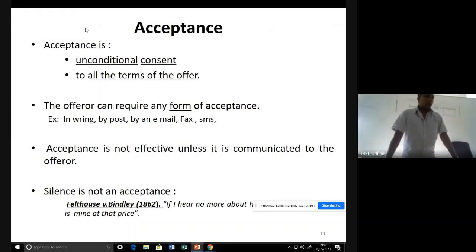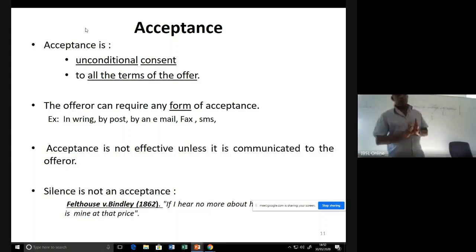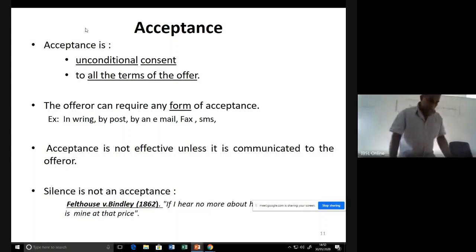Acceptance is an unconditional consent to all the terms of the offer. This is very important. This interpretation you have to write as it is in your exam answers. You can't create your own answer. This is the definition. What is the definition for acceptance? Acceptance is an unconditional consent to all the terms of the offer.